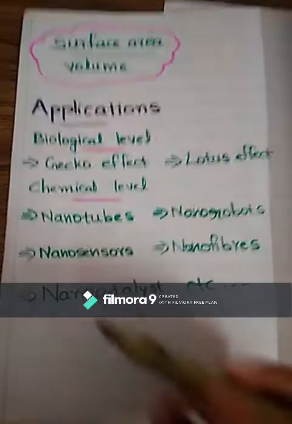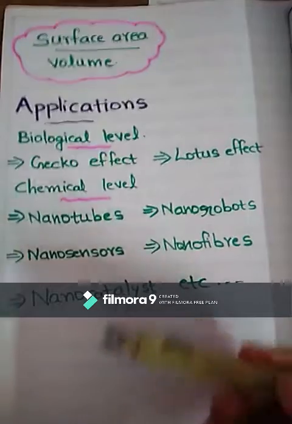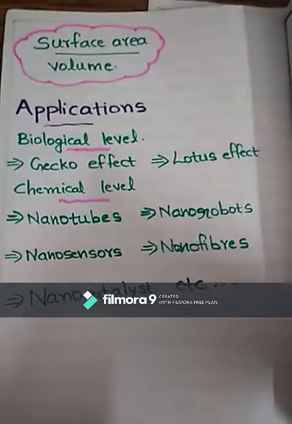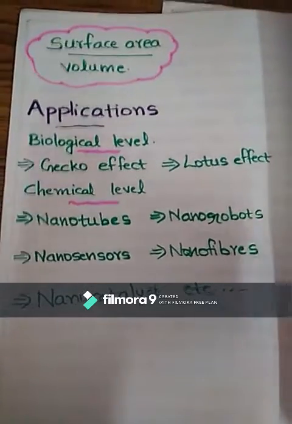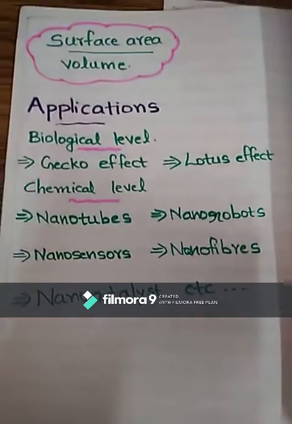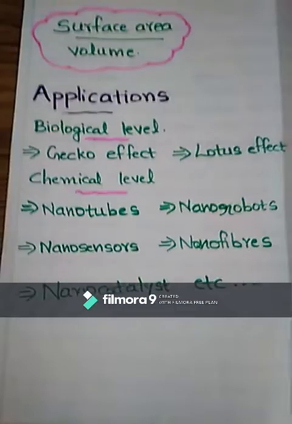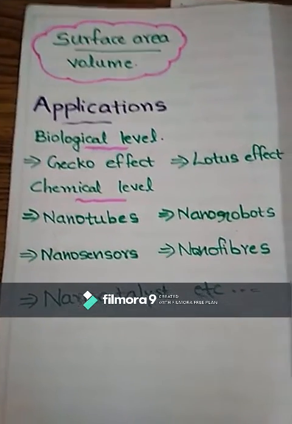If we look into the Haber process, that is N2 plus 3H2 giving 2NH3, finely divided iron is used as the catalyst here. Finely divided signifies nano level iron. Thus, the surface area will be more. Thus, the reaction rate will be more. Thus, we can use it in nanochemical applications.